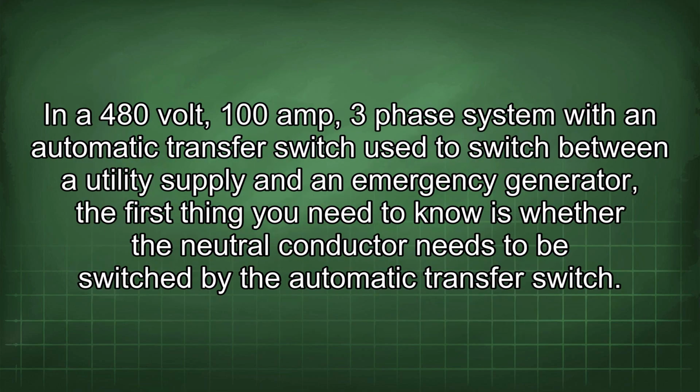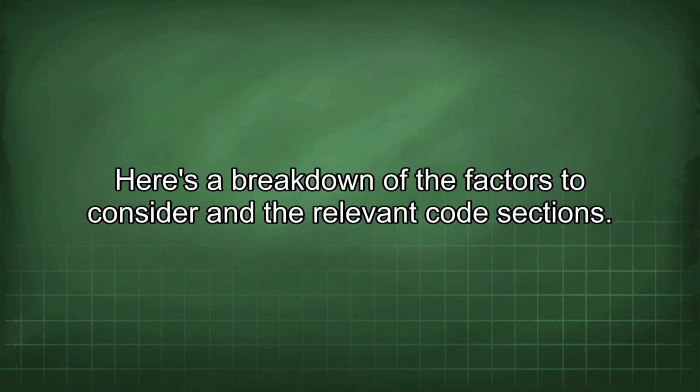In a 480-volt, 100-amp, three-phase system with an automatic transfer switch used to switch between a utility supply and an emergency generator, the first thing you need to know is whether the neutral conductor needs to be switched by the automatic transfer switch. Here's a breakdown of the factors to consider and the relevant code sections.